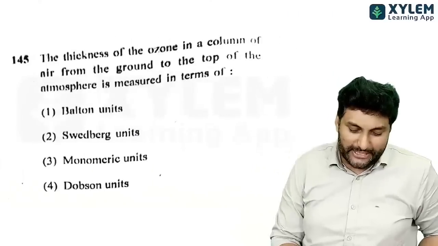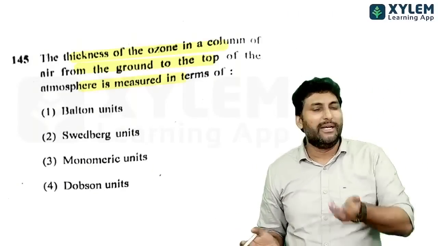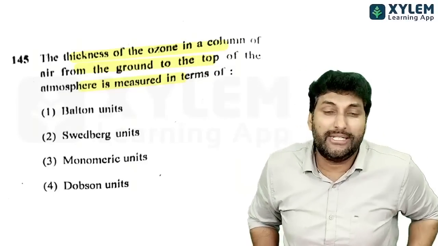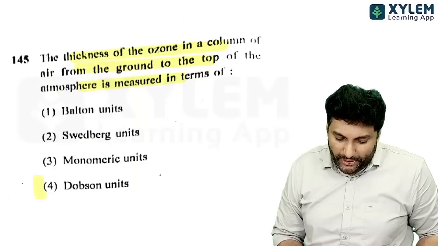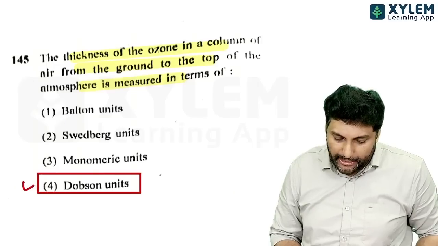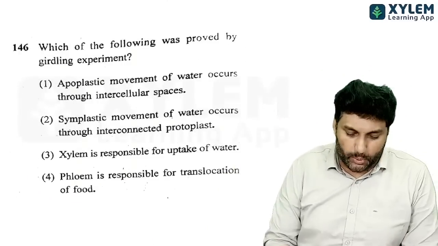Let's move to the 145th question. The thickness of ozone is measured in terms of, a direct question, directly from the NCERT. It was asked in the 2021 NEET examination. So the answer is very clear. The answer is Dobson unit. The thickness of the ozone is measured in Dobson units. Let's move to the 146th one.